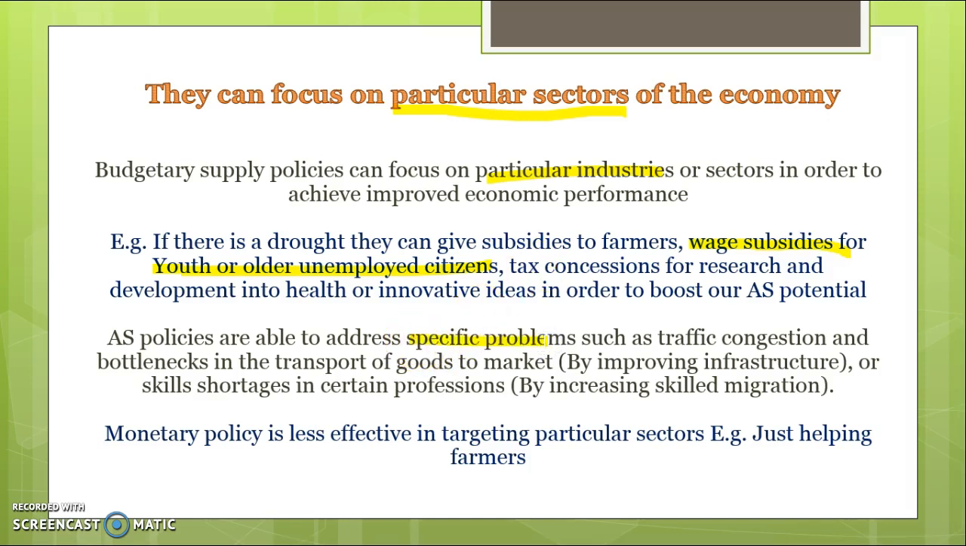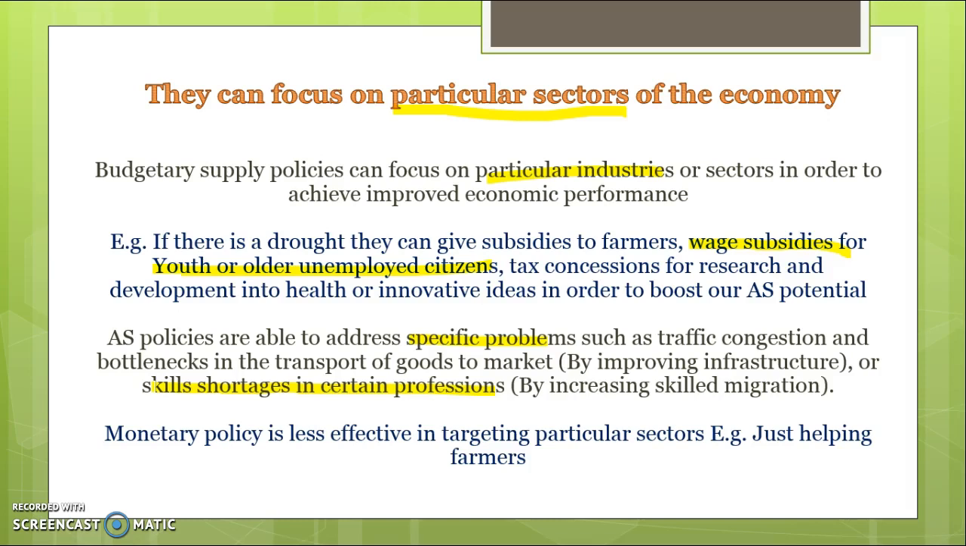So if there's too much traffic congestion and bottlenecks in the economy, bang, we can increase infrastructure spending, and in the long term, that will allow us to transport more goods and services. So if there's particular problems with the lack of quality of our capital resources, they are able to target that specifically. If there are specific skill shortages in particular sectors, so if there's not enough chefs in the economy, if there's not enough miners, if there's not enough engineers, they're able to, through skilled migration, target particular sectors where there are concerns.